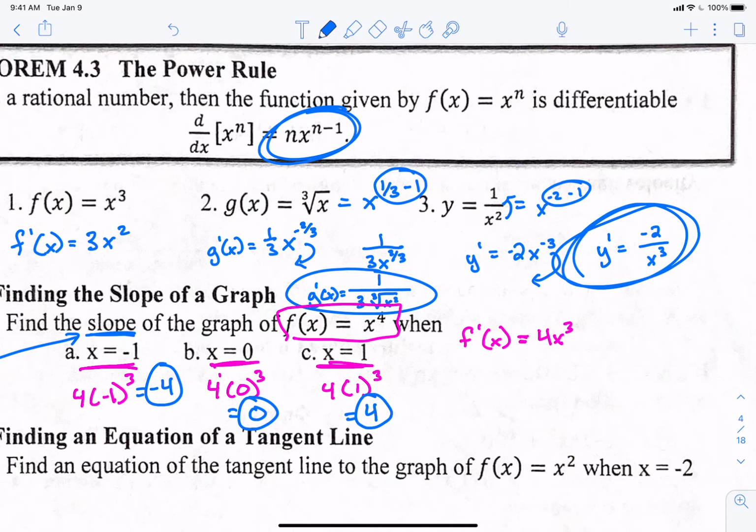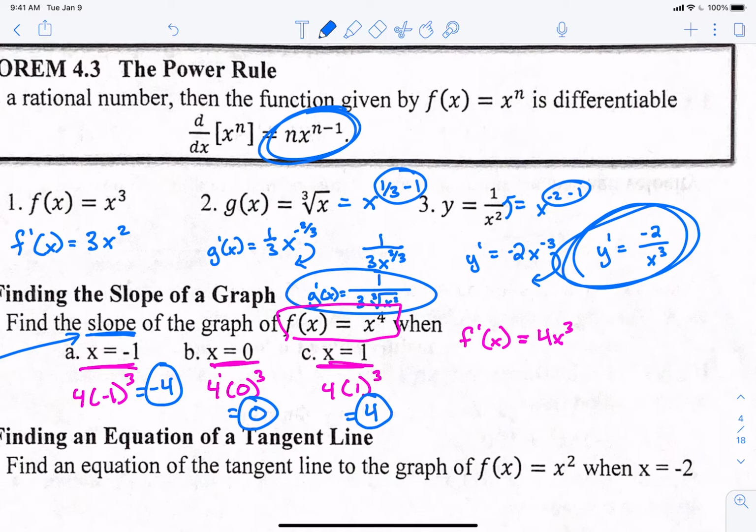Plug those numbers in to get the slope at each place. So a derivative will give you the slope at any point.